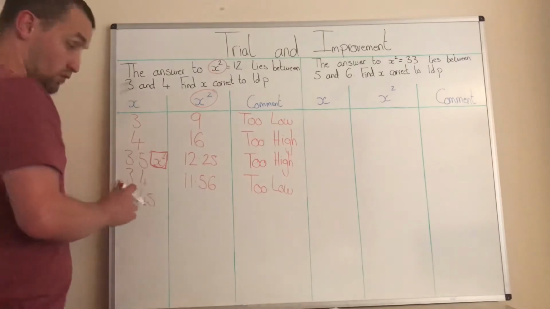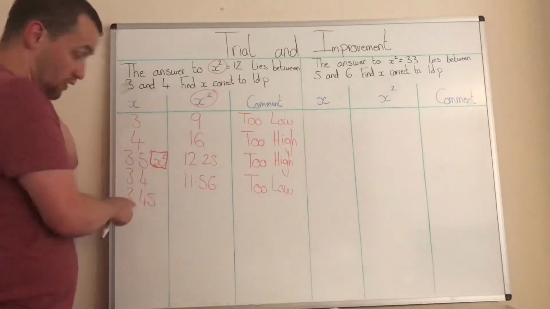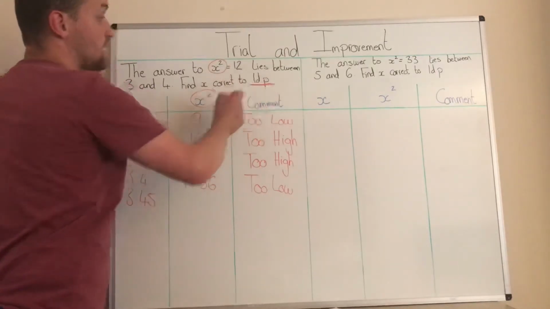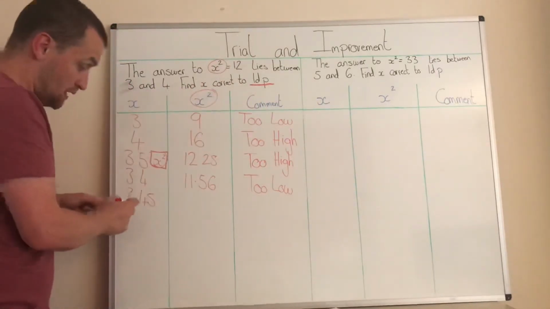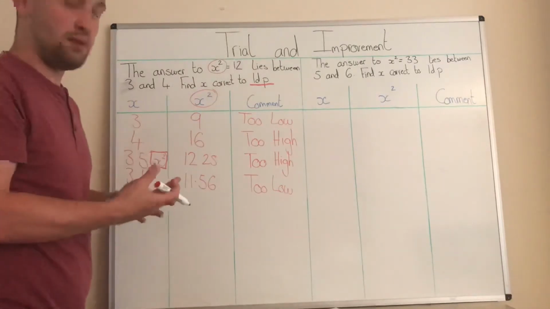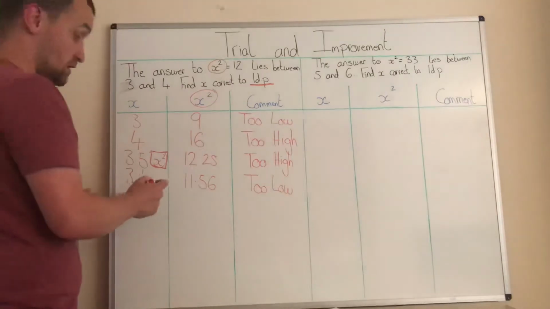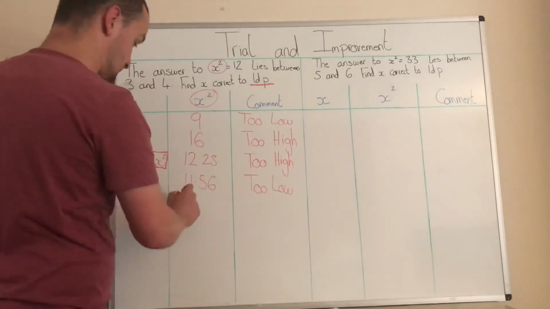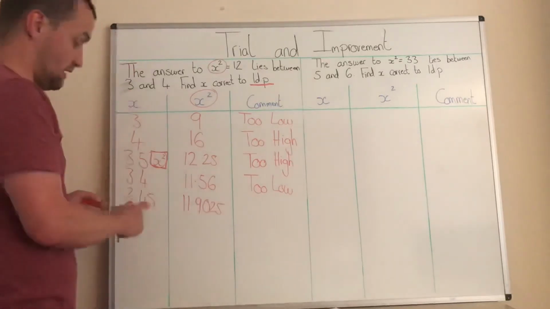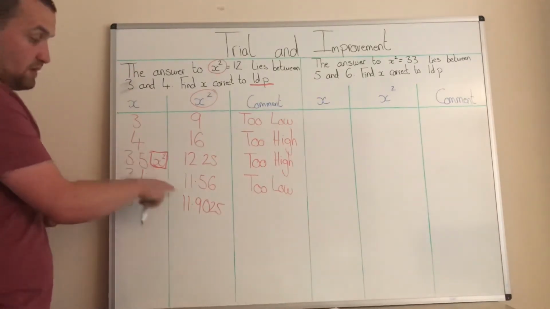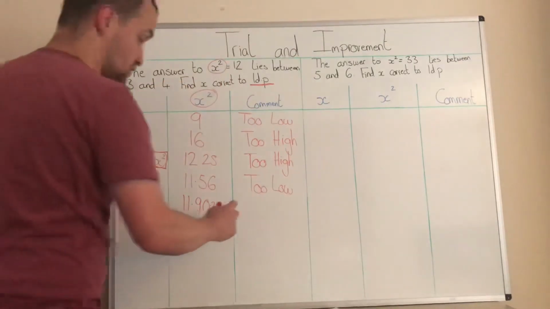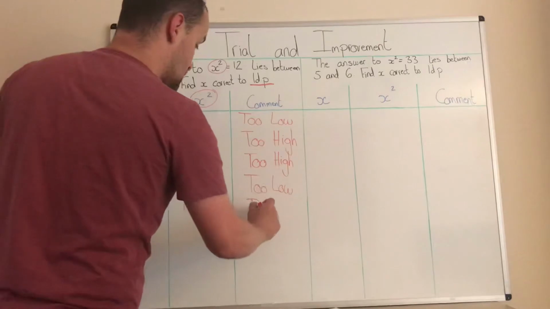Okay, so 3.45 next. In our question it says one decimal place. In your answer, you must go to 2 decimal places. Okay, you have to do that. That's the way the mark scheme says. That's what you're going to do. So we're going to do 3.45 next, which is 11.9025. Okay, 3.45. Press the x squared button, gets you that. Now we wanted 12, and we got 11.9025. So we are too low.